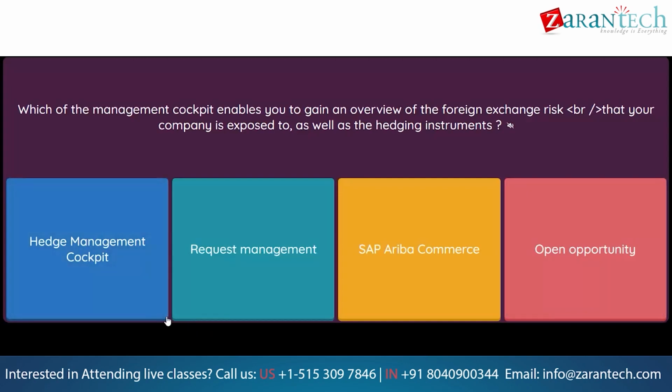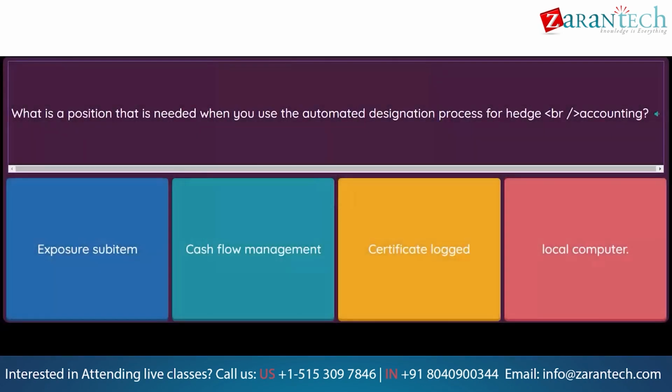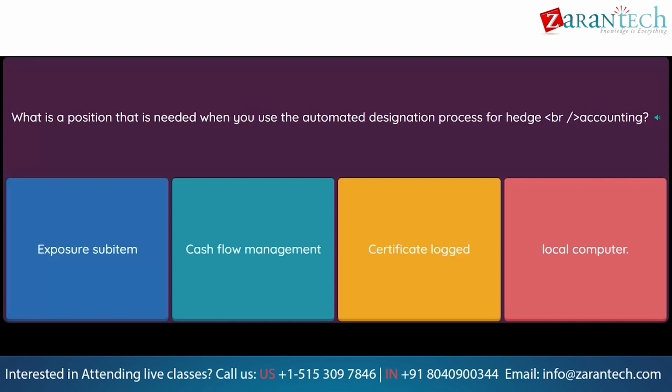Question: What is a position that is needed when you use the automated designation process for hedge accounting? Option 1 Exposure Sub-item. Option 2 Cash Flow Management. Option 3 Certificate Logged. Option 4 Local Computer.